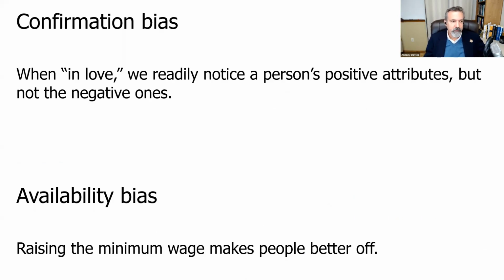So, a couple of examples of these. Confirmation bias: when you are in love, you readily notice a person's positive attributes, but not the negative ones. So you've just met somebody and you're madly in love, and your friends are telling you this person is no good for you. And what do you say? You say, you don't know this person like I do. You don't see what I do. What are you doing?